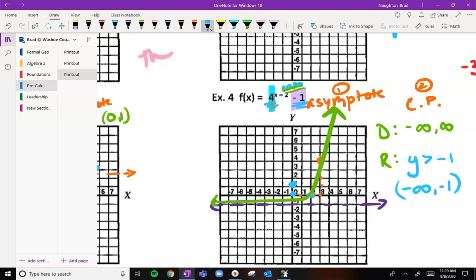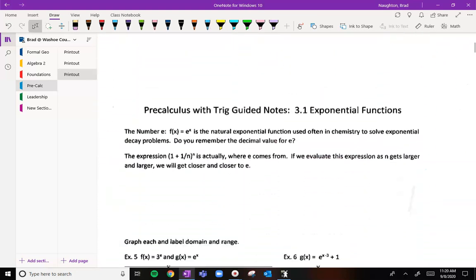And then whatever your growth factor is, you go over 1, up 4, because it's growth, and if it's decay, you go back. Easy peasy lemon squeezy. Alrighty.